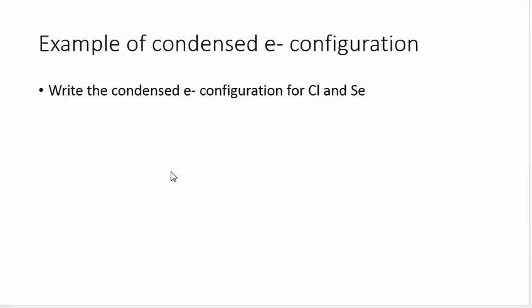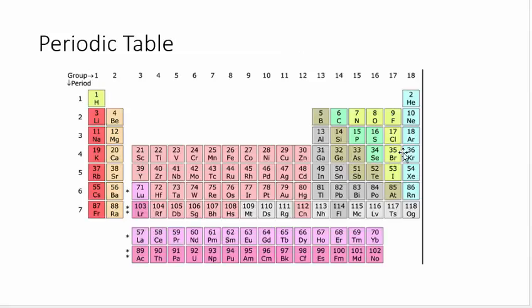So let's look at an example to show how this would work. Let's write the condensed electron configuration for chlorine and for selenium. Alright, so here is chlorine right here, number 17. To write the condensed electron configuration, I look at the period above where chlorine is, so the second period, and I choose the noble gas at the end of that period. So neon is going to take up the first 10 electrons for the electron configuration of chlorine.